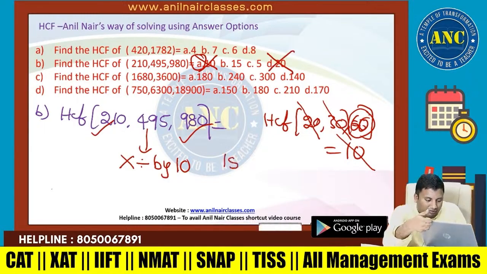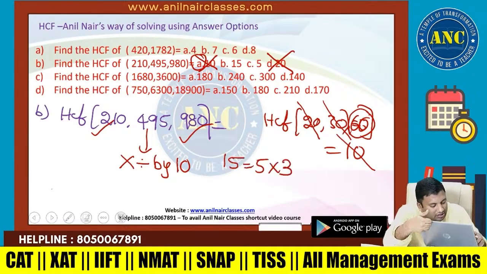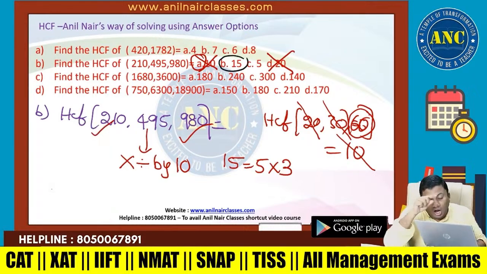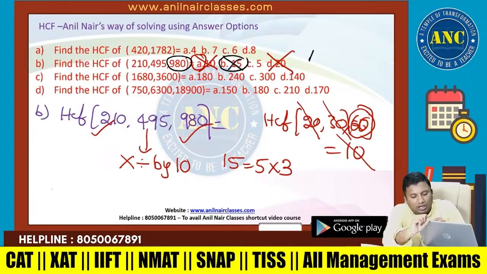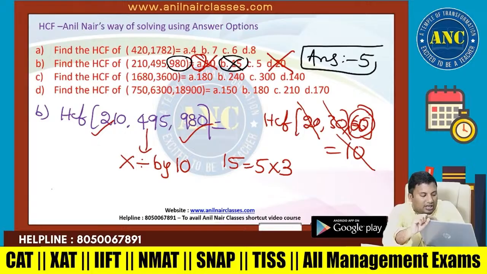Now we will see 15. 15 is 5 into 3. That means if the answer is 15, it is divisible by 3. All the three numbers should be divisible by 3. 980: 9 plus 8, 17. 17 is not divisible by 3. So 15 is out. The answer for the second one is 5.